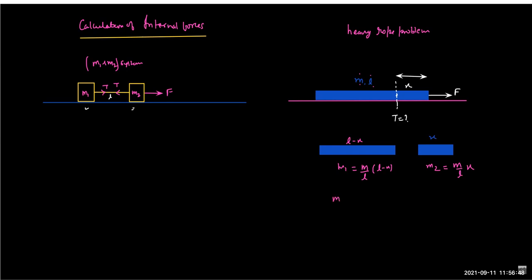Now sometimes we call mass per unit length by the symbol lambda in calculations. So this is a very nice way of writing. You write lambda and then eventually you can substitute the value of lambda at the end of the calculation. So M1 is lambda times L1, which is X, and M2 is lambda times L2.